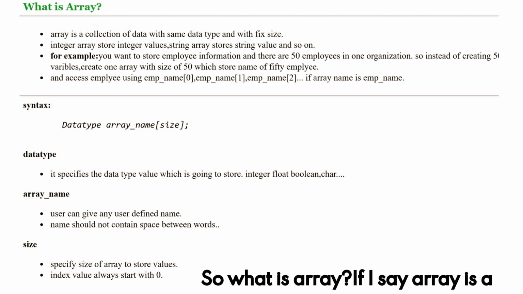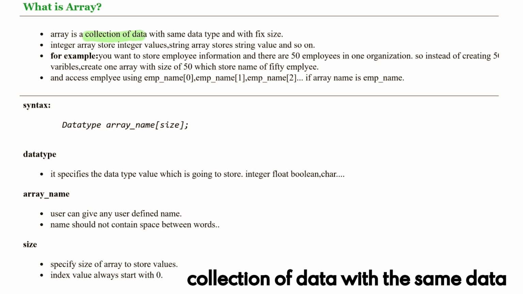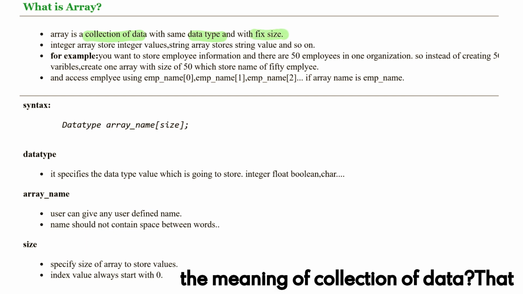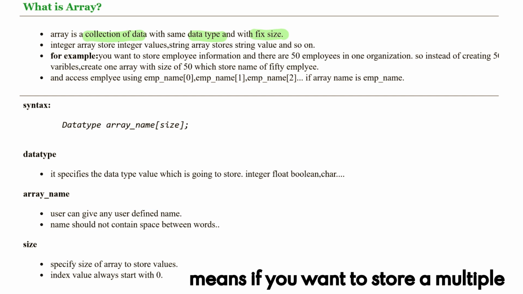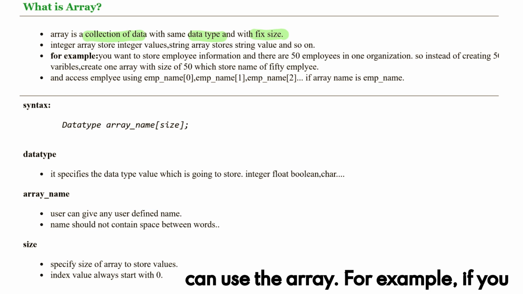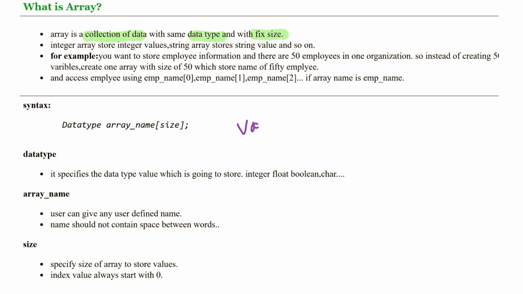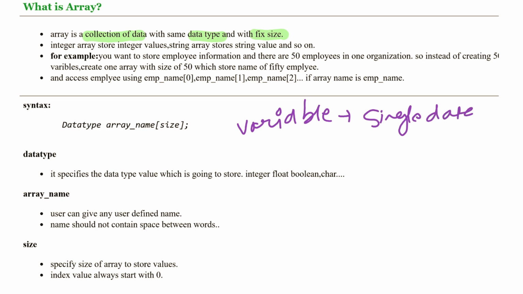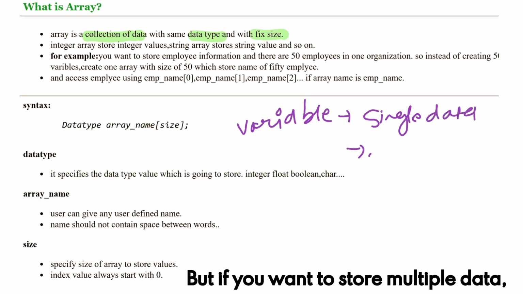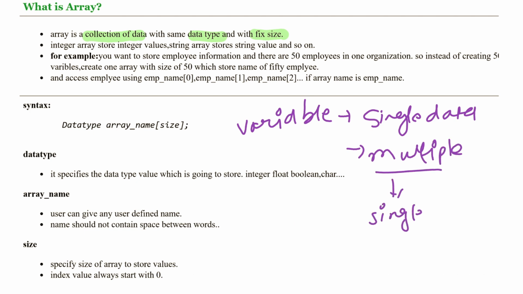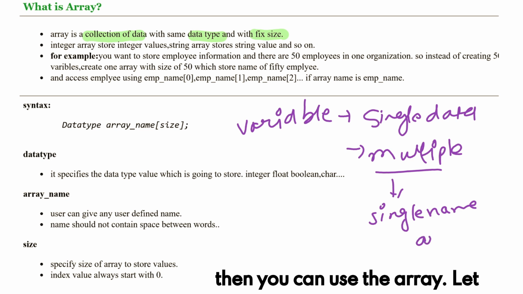So what is an array? If I say an array is a collection of data with the same data type and with a fixed size. So what is the meaning of collection of data? That means if you want to store multiple records with a single name, then you can use the array. For example, if you declare a variable, it can store single data. But if you want to store multiple data, more data, but with a single name, then you can use the array.